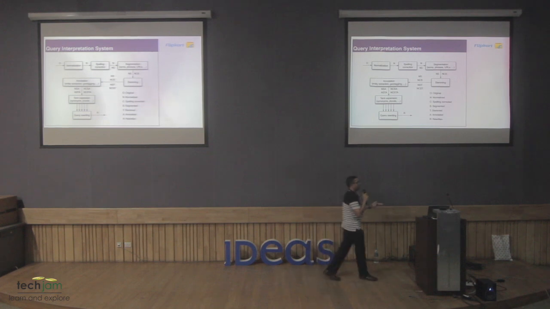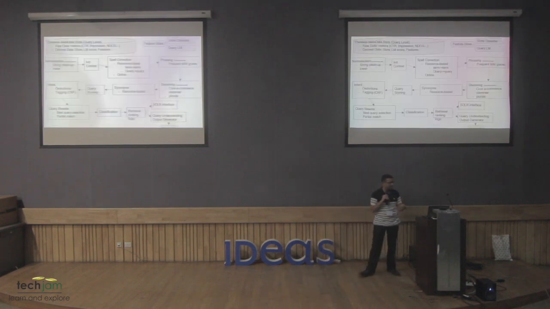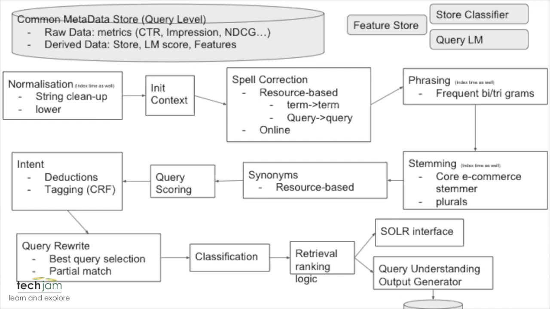Now let's see how we are doing it in the context of Flipkart. I'm sorry, I know it's a little busy slide, but the idea was to give you the different phases that are there in our query understanding. So let's talk about a few of those boxes. The first one is normalization. The moment query hits in, we do lower casing, some string cleanup, removing superfluous spaces, and so on. The second thing we do is spell correction.